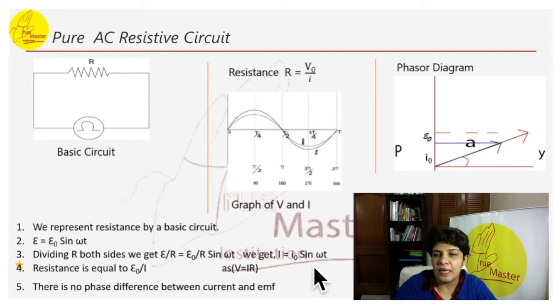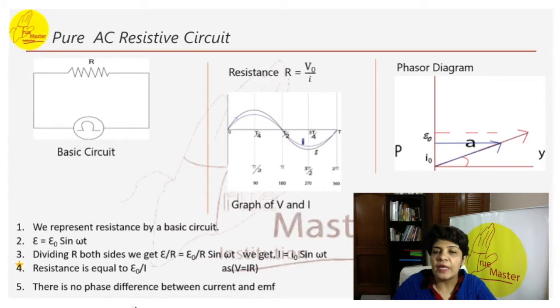And how do we derive that? In this equation we divide by R, left side and right side. Then we come to the value I is equal to I naught sine omega t. The value for resistance will be V naught by I, or we can say E naught by I. It's the same thing as V equals IR. So this is how we can write it down.